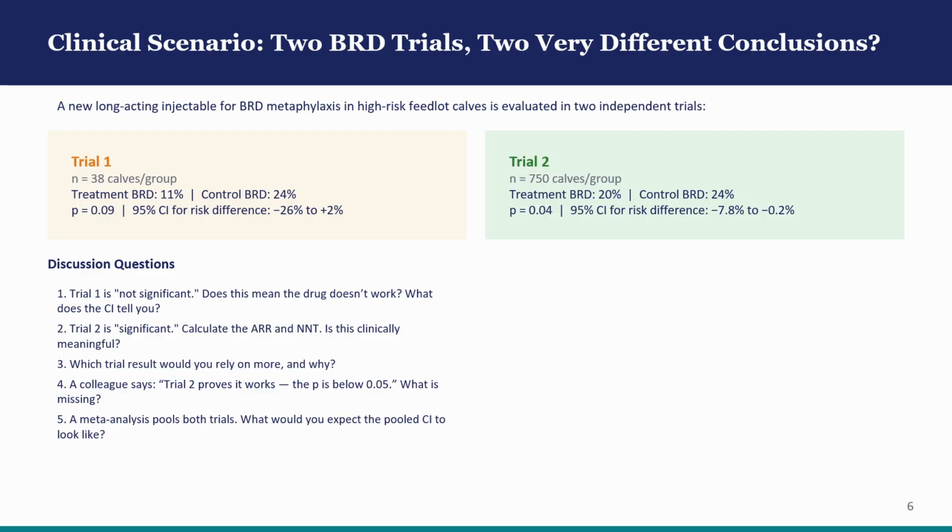Question 5 answer. The pooled CI will be narrower than either individual study's CI because combining data increases the total effective sample size and reduces uncertainty. It will be centered somewhere between the 2 point estimates, weighted more heavily toward trial 2 because it's far larger and more precise. The pooled CI will almost certainly exclude 0, confirming that the drug has a real, if modest, benefit. The pooled estimate will likely confirm an ARR in the range of 3 to 5%, consistent with a real but modest treatment effect.